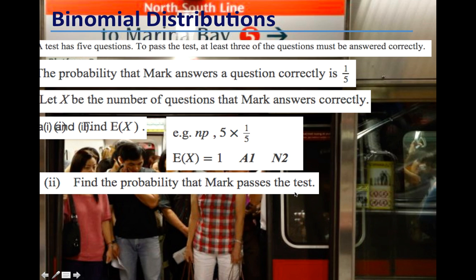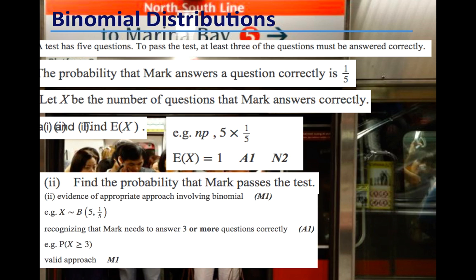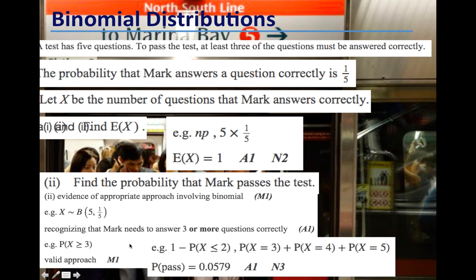The probability that Mark passes the test, it says we need at least 3 questions to be answered correctly in order to pass. Therefore, x has got to be greater than or equal to 3. So the way you can do that is either subtract the probability that's less than or equal to 2, or add the probability that it's 3, 4, or 5. Either way, you should get the same answer of 0.0579.